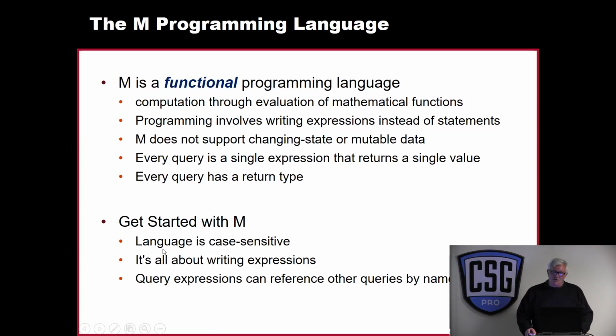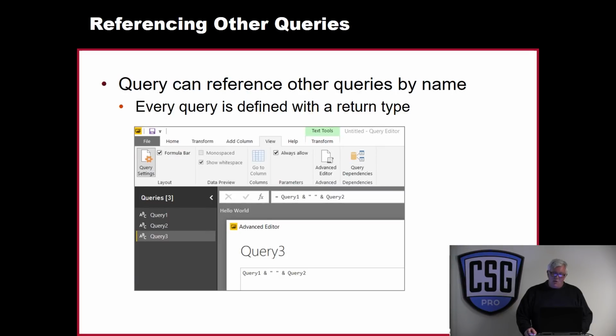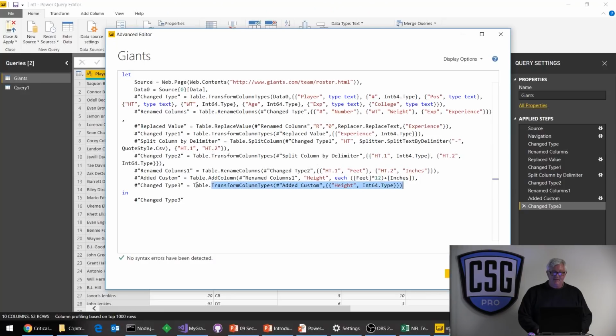Also, every query that you write has a return type. Just getting started, M is case sensitive. So if you have uppercase versus lowercase and you get it wrong, it's not going to work. It's all about writing expressions. And when you write a query, it can reference other queries by name.